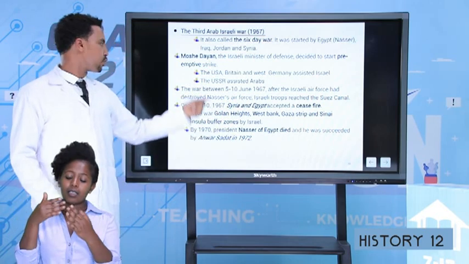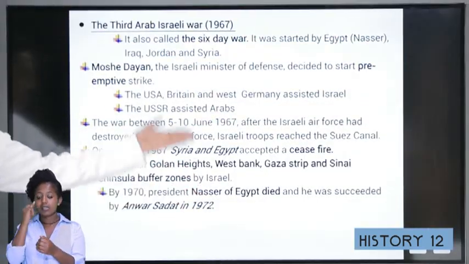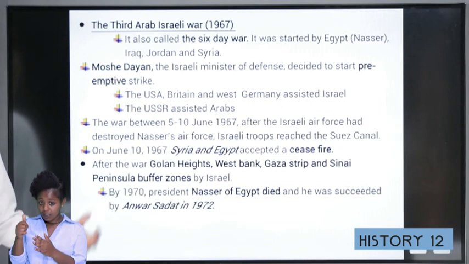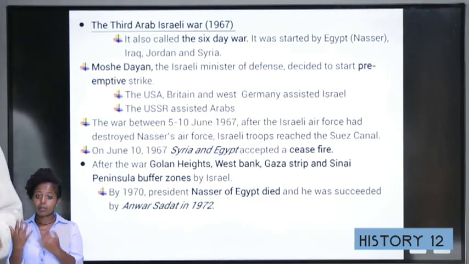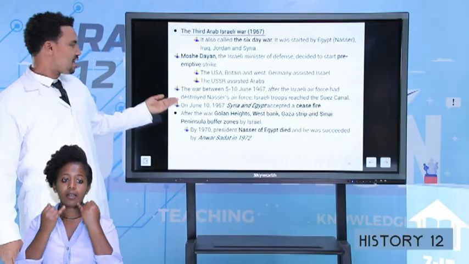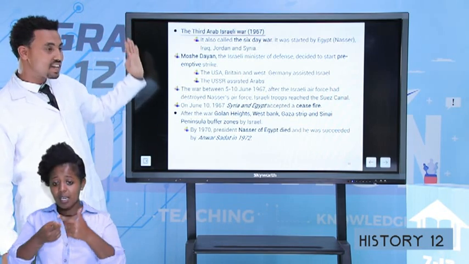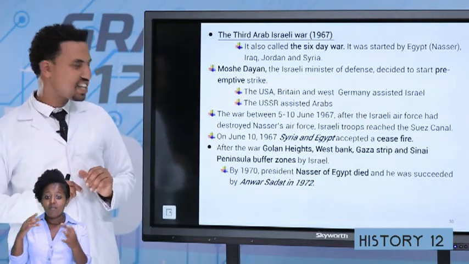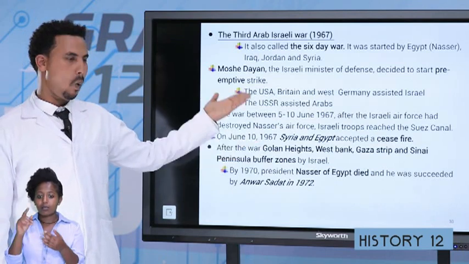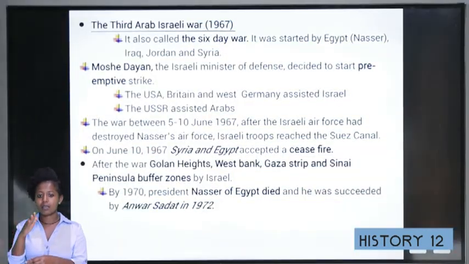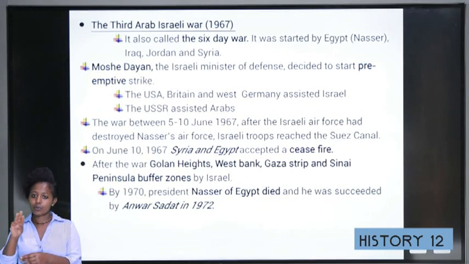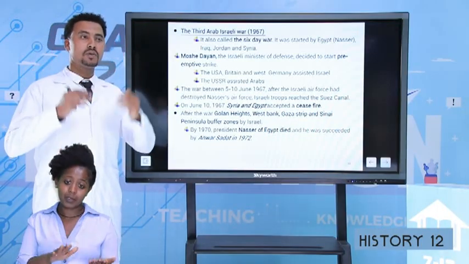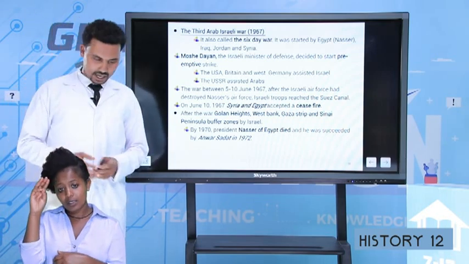In the war, the Israel Air Force destroyed Nasser's air force in Egypt. Israeli troops reached the Suez Canal. On June 10, 1967, there was a ceasefire between the Arab states and Israel. After the end of the Third Arab-Israel War, Israel captured, as a buffer zone, the Golan Heights, West Bank, Gaza Strip, and Sinai Peninsula. Those are the buffer zones of Israel. By 1970, President Nasser of Egypt had died. He was succeeded by Anwar Sadat in 1972.